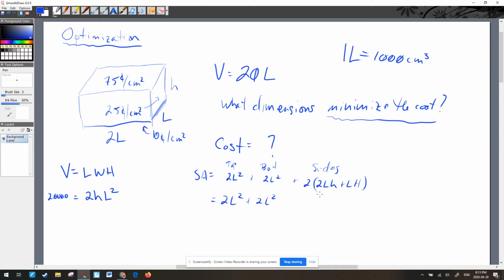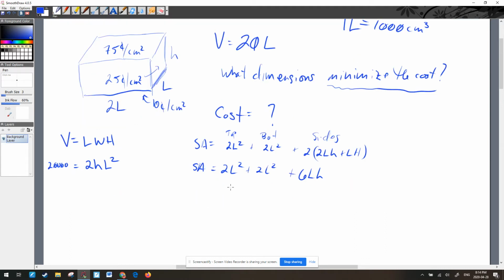Now, these sides are all the same cost, so I can simplify this. 2LH plus LH is 3LH, times 2 is 6LH. So there's my expression for surface area. Not as simplified as it can get, but it's simplified for our purposes.